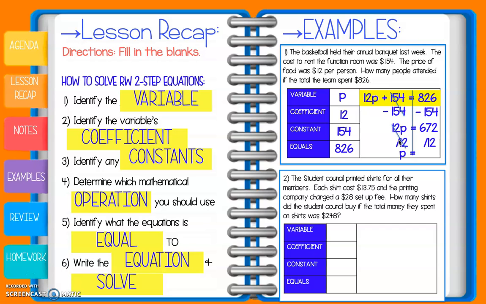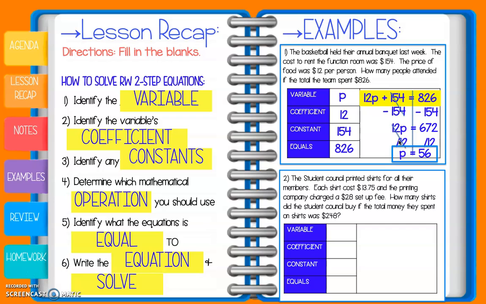And then we have 672 divided by 12. That gives us a 56. So we get that our answer is P equals 56. So that tells us that the number of people who attended the banquet was 56 people.